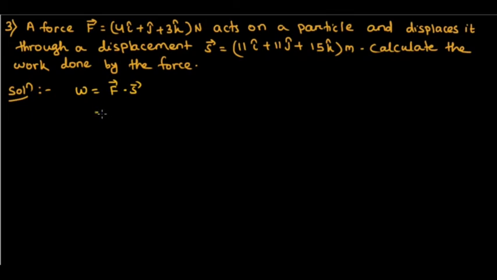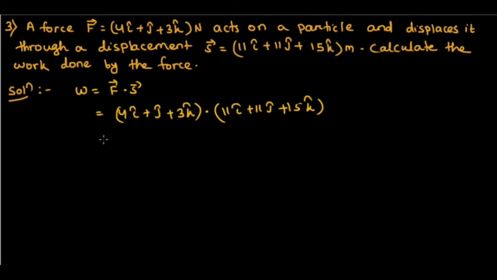The force है 4I cap plus j cap plus 3k cap and displacement is 11I cap plus 11j cap plus 15k cap. And students देखो यहाँ force दिया है in the unit Newton and displacement दिया है in the unit meter. तो सब कुछ SI unit में है. So हमारा जो भी answer आएगा work का, that will be in joule because the SI unit of work is joule.